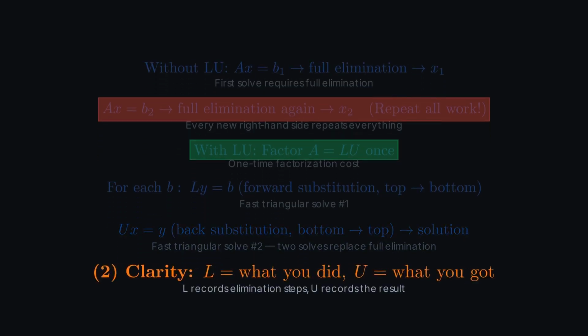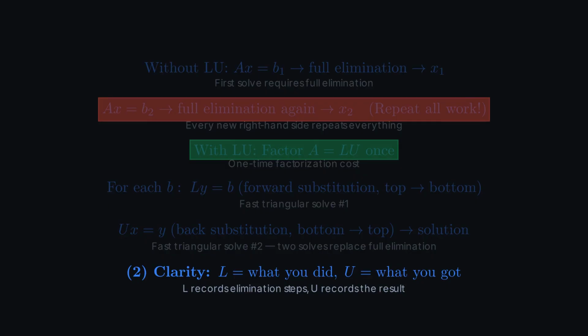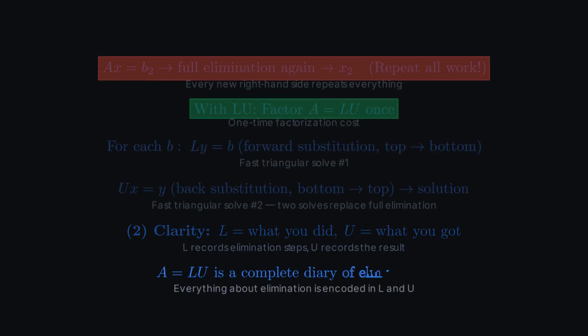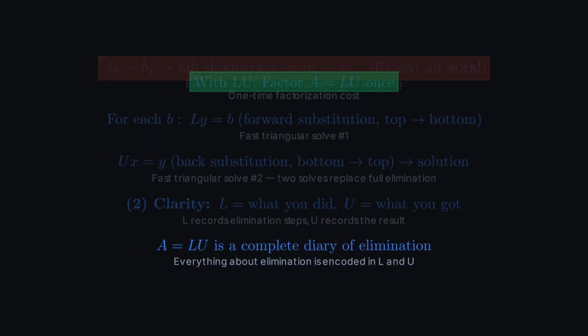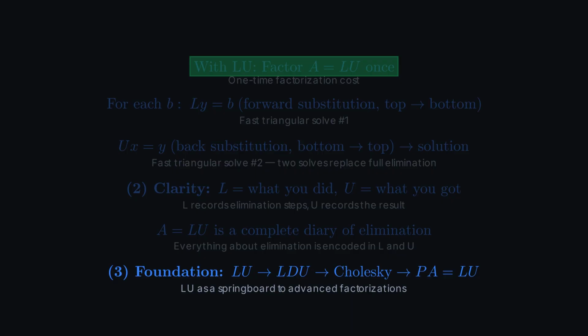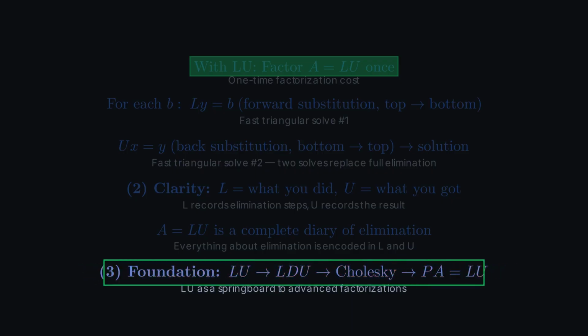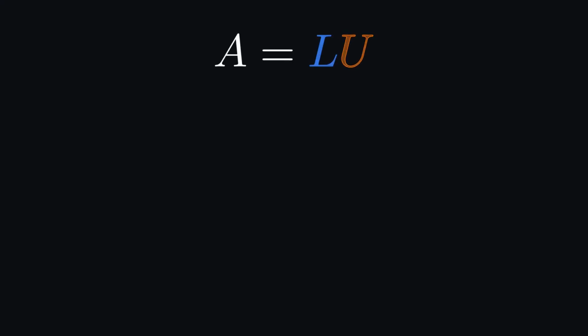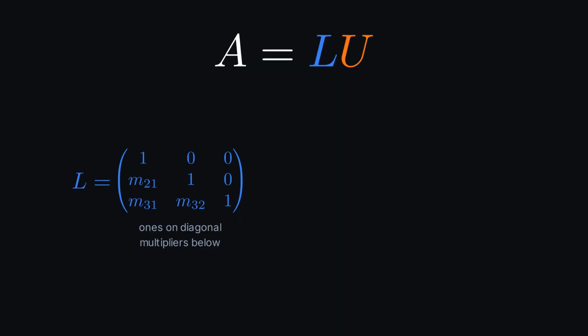Second, conceptual clarity. L records what you did at every elimination step. U records what you got, the reduced result. A equals LU is a complete diary of elimination. Third, foundation. LU leads to LDU, Cholesky factorization for symmetric positive definite matrices, and PA equals LU when row exchanges are needed to handle 0 pivots. Every elimination you perform from now on, write down the multipliers, and place them below the diagonal with 1s on the diagonal.